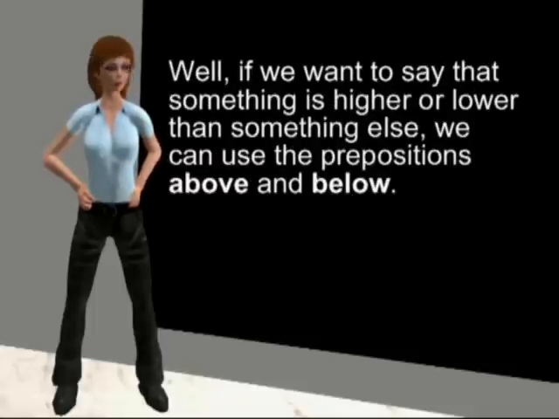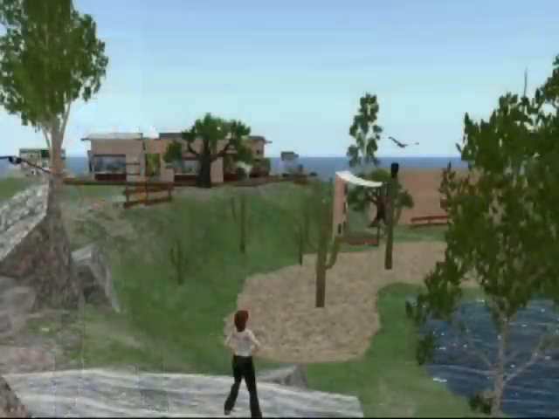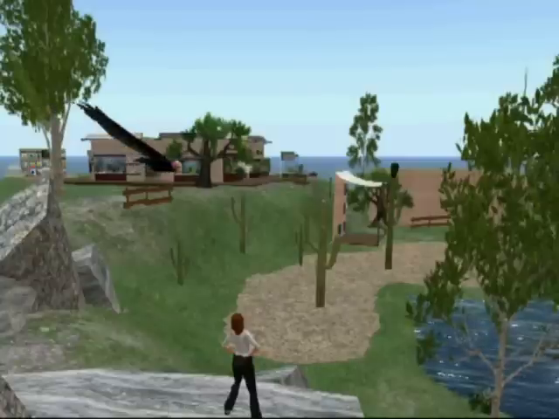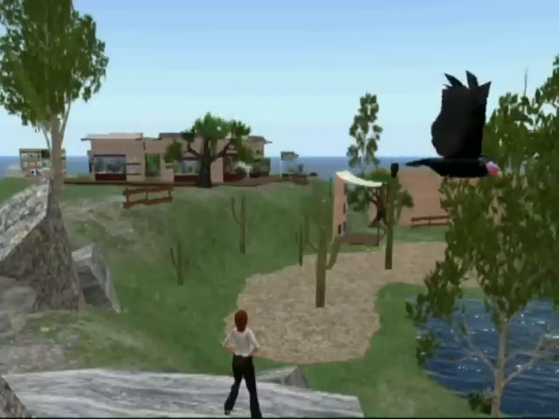Well, if we want to say that something is higher or lower than something else, we can use the prepositions above and below. Look at Tara. She is at the park. There is a bird above Tara.